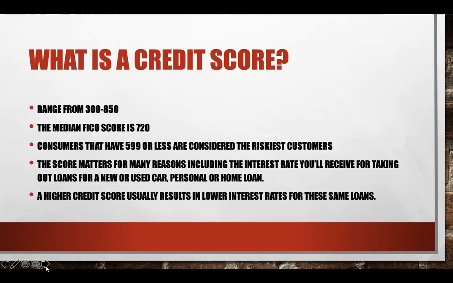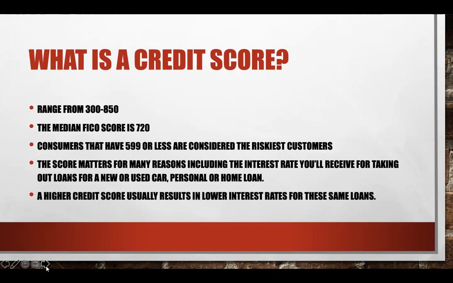So for like one day, I had a credit score of 849. It was a great day. I was very proud, but then that dipped. So now my credit score is about 830. The median FICO score is 720. So anything above 720 will probably get you better interest rates. So even though I'm in the 800s, just having over 720 is going to get any of us a good, decent rate. Consumers that have 599 or less are considered the riskiest customers.